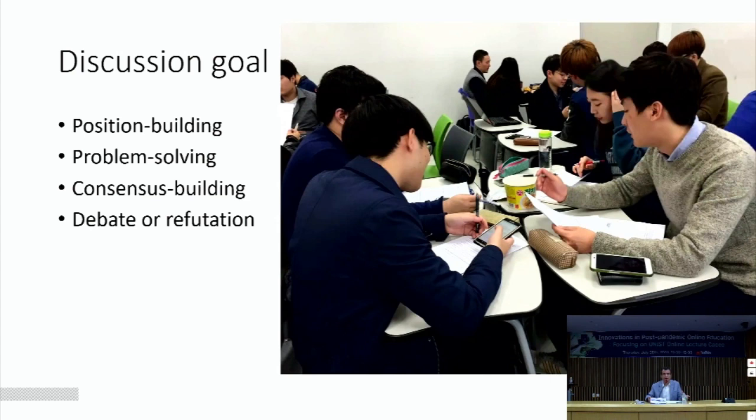For a successful discussion, you have to make sure the students have a clear goal for the discussion. It could be building a position and supporting it with evidence, or it could be problem solving, but the students need to be oriented for what they need to achieve in the short time that they'll be doing the discussion.